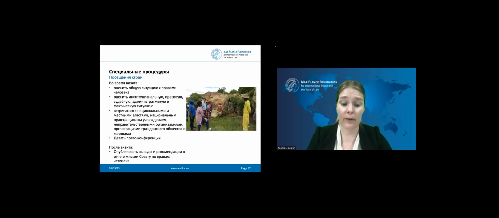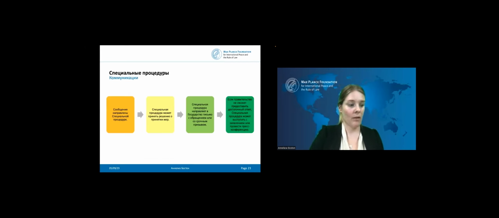Also, following the visit, civil society can follow up on the recommendations made by the special procedure and advocate for the implementation of these recommendations. Special procedures also have their own communications procedures. Communications could be sent to a particular special procedure alleging a violation of a right. However, it's important to note that special procedures don't have power or authority to enforce their views or their recommendations.